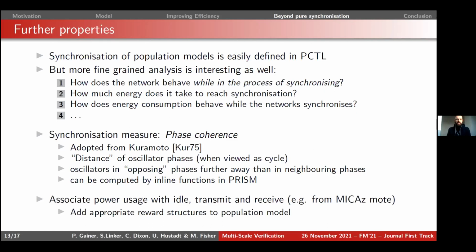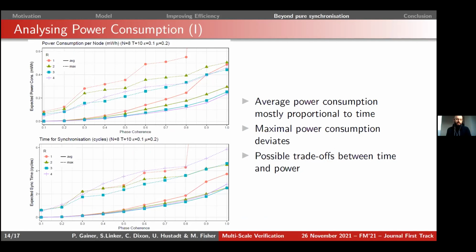And for the energy, what you can do is add reward structures to the population model, where you associate different states with the idle power consumption and the transmission and reception power consumption, which you just take from a data sheet, for example, from the MicaZ mote. So when you do both of these and put all of the results into something like R, you can get some nice pictures like these.